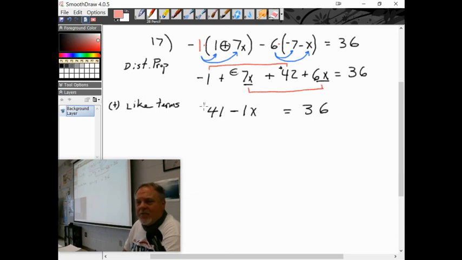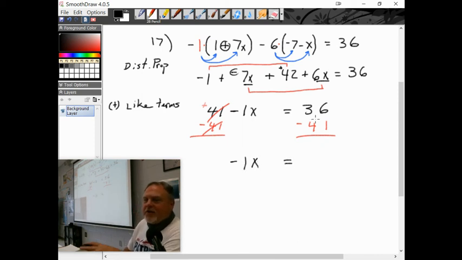So what we're going to do is move this positive 41 over. And what's the opposite of a positive number? A negative number. What's the opposite of positive 41? Negative 41. So we're going to subtract 41 from both sides, okay? All right. So the 41s are going to drop out on the left side, and our negative 1x is going to drop down. Our equal sign drops down.